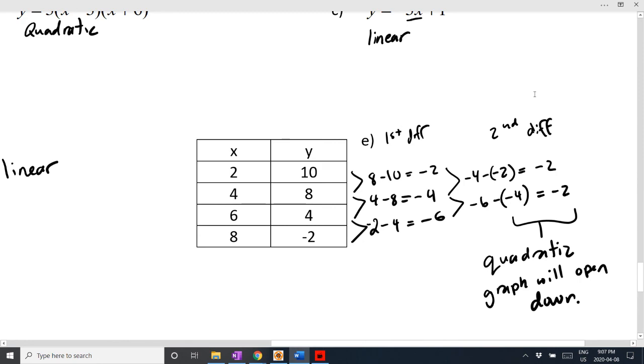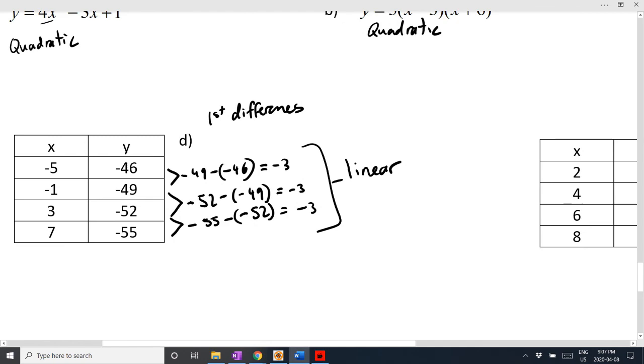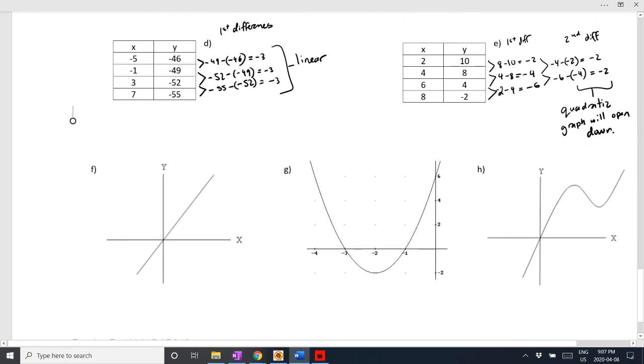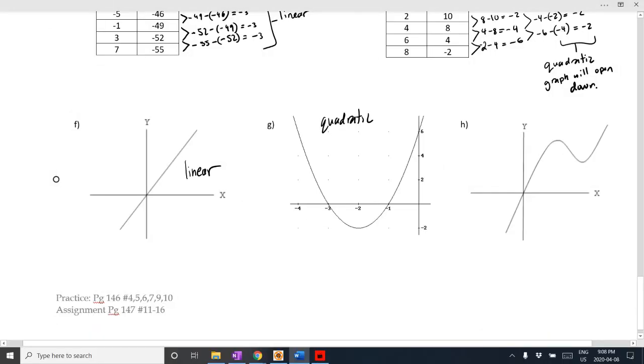And now let's look at our last three examples. Is F a quadratic? No, this one is linear. It's just a straight line. Is G a quadratic? Yes, it is. It forms a parabola. This is quadratic. And we can see with H here that it is not a quadratic. It doesn't form a parabola. So we'll just say for this one, we don't know what type of function this is, but we'll say not quadratic.